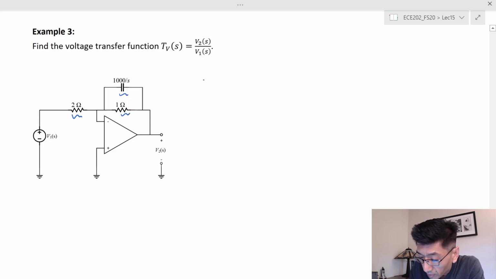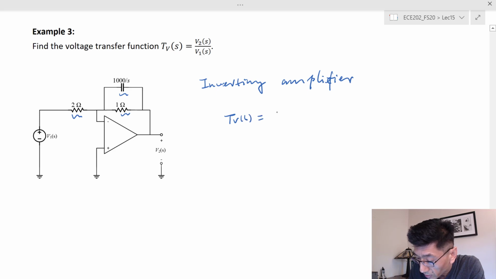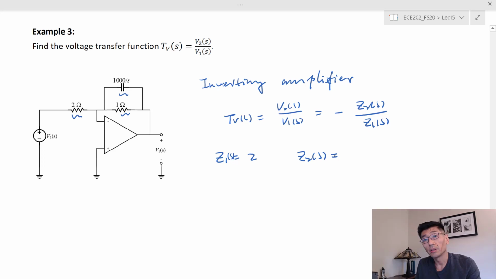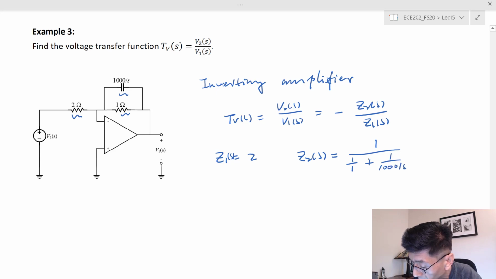And here we recognize this is the inverting amplifier. In this case, TVS, V2 over V1 of S, is equal to negative Z2 over Z1 of S. Z1 is equal to the 2 ohm resistance, and Z2 is the parallel of this 1 ohm and 1000 over S. So we can use 1 over the sum of admittances, 1 over 1 plus 1 over 1000 over S. Right, so in this case we got 1 over 1 plus S over 1000, and we multiply by 1000, so we got 1000 over S plus 1000.